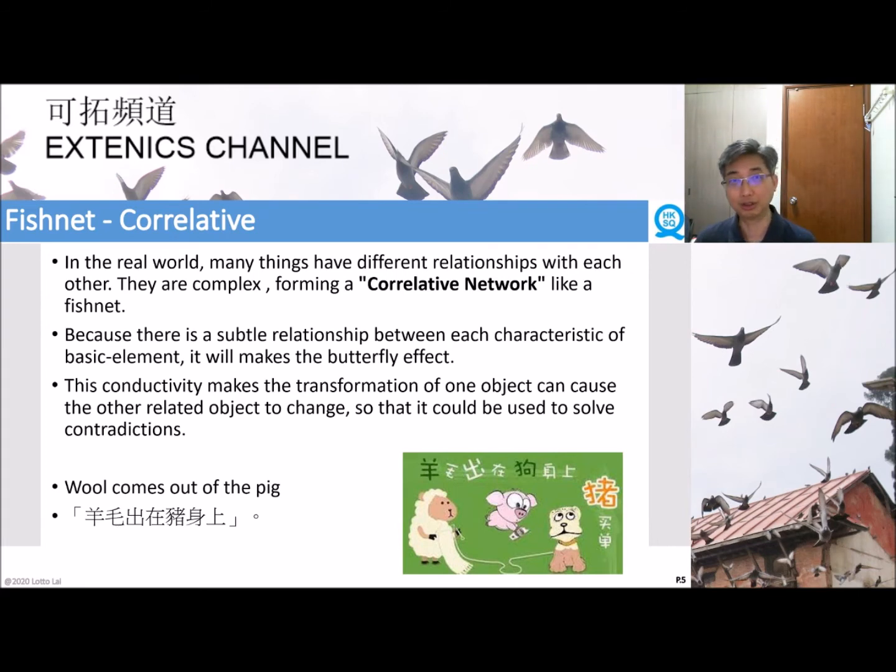One example people always talk about is that wool comes out from the sheep, which is like the conductive effect. But the newest one in this diagram is that wool comes out of the dog and is paid for by the pig, which is another correlative relationship that causes the conductive effect. It is something like this.